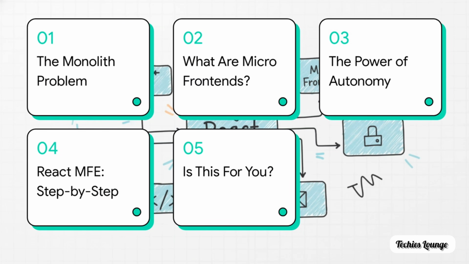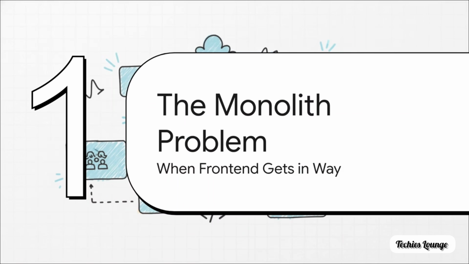So here's our game plan for today. First, we're going to really dig in and diagnose the problem. What's so wrong with monolithic front-ends anyway? Then, we'll introduce micro front-ends as the potential cure and explore the amazing autonomy they can unlock for your teams. After that, we'll get our hands dirty with a step-by-step guide to actually building one in React. And finally, we'll wrap up by helping you figure out if this architecture is actually the right move for you and your project. All right, let's start by meeting the villain of our story today, the monolithic front-end.